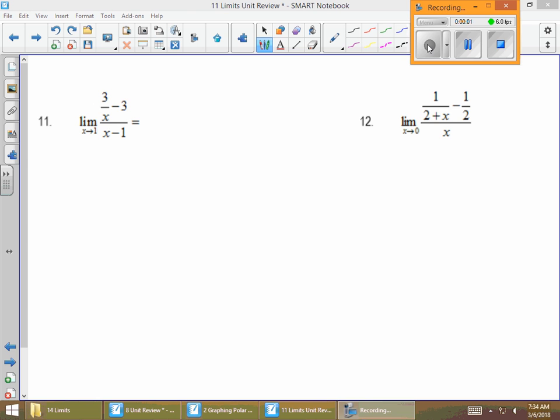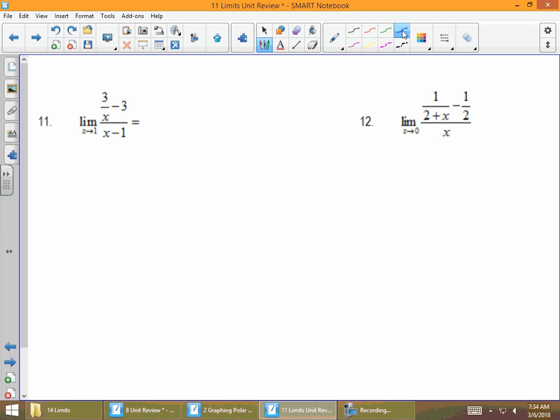Okay, complex fractions. All right, so we're definitely going to have to do some algebra with number 11 and number 12, because if we look at what we would be plugging in, both of our denominators are going to become 0.